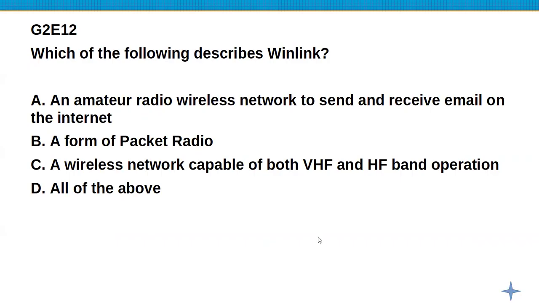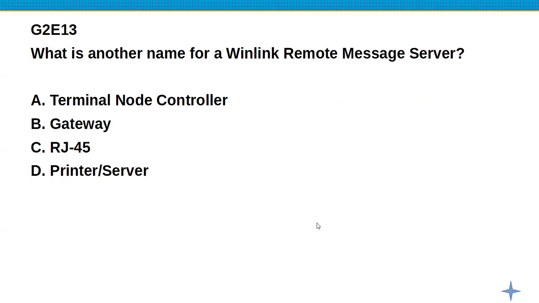Which of the following describes Winlink? Delta. It does all of those things. It sends packets and it sends and receives email, and it's wireless, and you can use it at VHF. There's a VARA FM modem. Bravo.